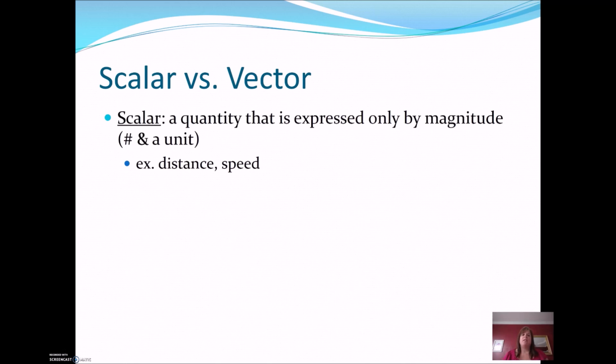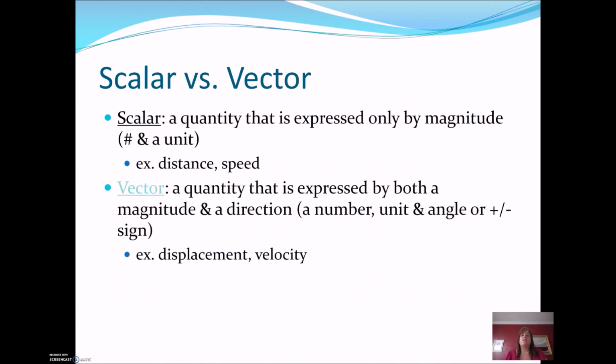From a definition standpoint, the first thing you need to know is the difference between a scalar quantity and a vector quantity. A scalar quantity is something that we only express using a magnitude, which means a number associated with a unit. So like distance, speed, those are scalar quantities. But vectors are quantities that are expressed with both a magnitude and a direction. So you're not just going to give me a number and a unit. You're going to give me up, down, left, right. When we get to 2-dimensional motion, you'll give me an angle, maybe 30 degrees north of west. We can even use positives and negatives to indicate direction, and we'll talk more about that later.